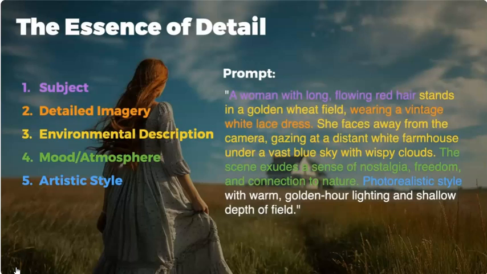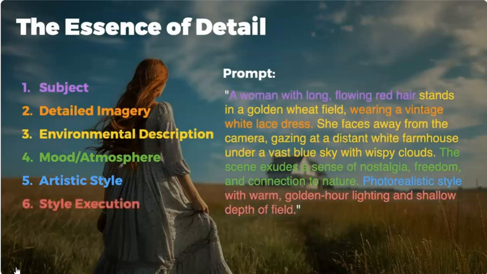And the sixth and final thing that you need in a prompt is the style execution. That's in the very last sentence here, with warm, golden hour lighting, and a shallow depth of field. Now that also can include the camera angle. So how do I want that camera angle? Do I want it low, shooting up? Do I want it from behind and at head level? Or do I want it from really high looking down, like a drone view of the person in the field with the house?